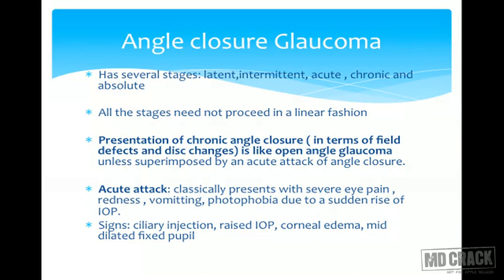Presentation of chronic angle closure, in terms of visual field changes on perimetry, can mimic open angle glaucomas due to the gradual rise in the pressure, unless superimposed by attacks of acute angle closure. An acute attack of angle closure classically presents with the common perception of glaucoma, that is acute onset pain, redness, vomiting, a sudden rise of intraocular pressure, and photophobia. Signs are ciliary injection, corneal edema from limbus to limbus, raised intraocular pressure, and a dilated, fixed, mid-dilated pupil.